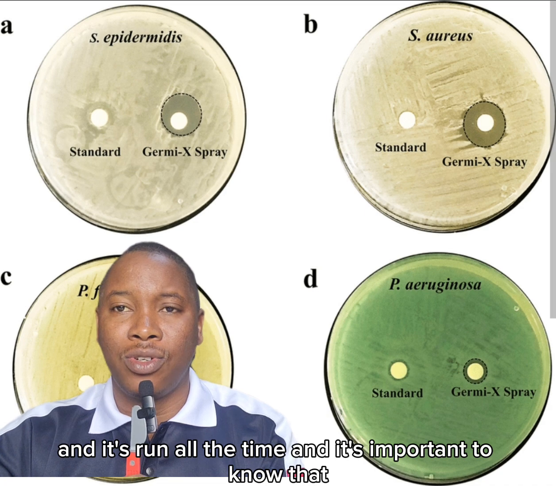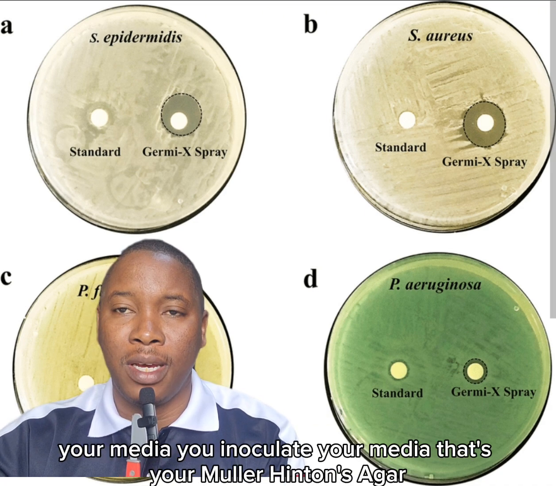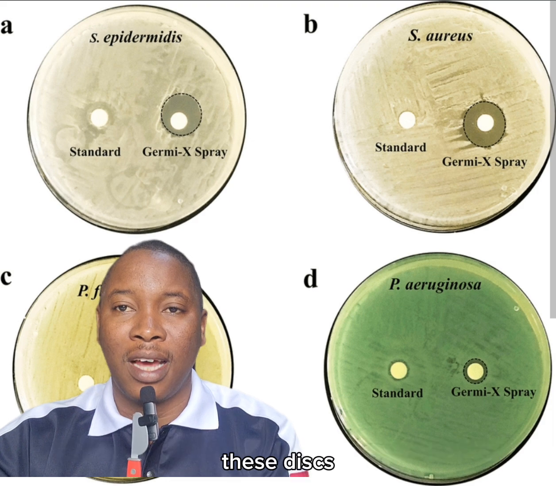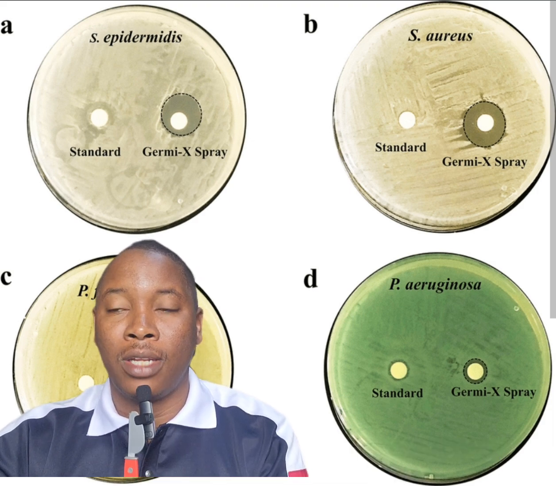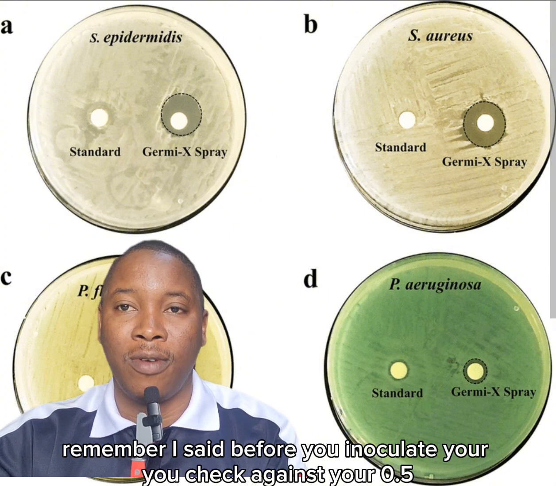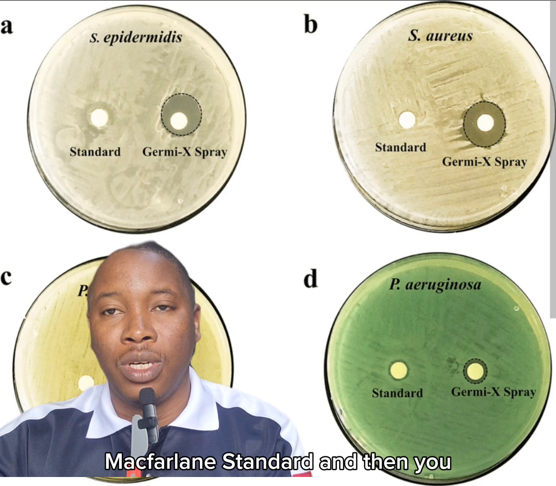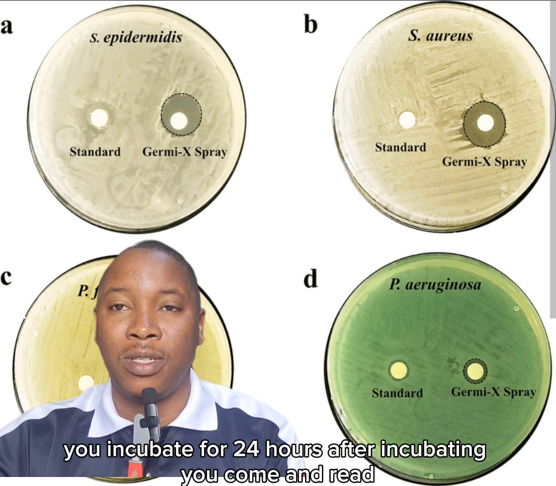And it's important to know that the test procedure is simple. You prepare your media. When you prepare your media, you inoculate your media. That's your Mueller-Hinton agar. You inoculate with your pathogen of interest. Then you put your disc. These discs have been impregnated with different antibiotics, and then you cover. And then remember, I said before you inoculate, you check against your 0.5 McFarland standard, and then you inoculate. After inoculating, you incubate for 24 hours. After incubating, you come and read.